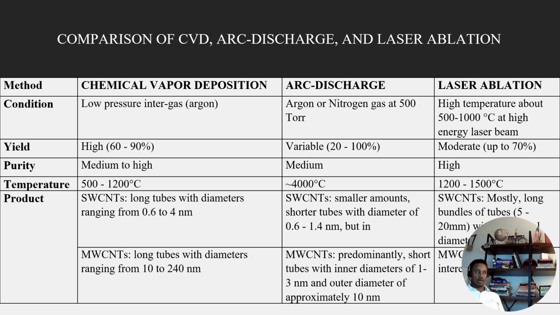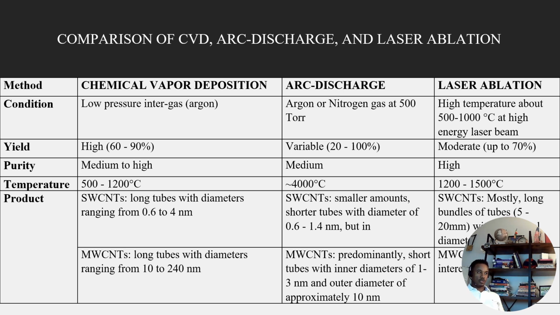Yield represents the amount of output we get compared to the input given. It's like efficiency. So chemical vapor deposition has high efficiency, between 60 to 90%, and arc discharge is quite variable. Sometimes it gives us as low as 20%, and at other times, if we are very lucky, it can give us 100% efficiency, but this is rare. Most of the time it's below 50%. Laser ablation is, we can say, moderate. We can get up to 70% yield.